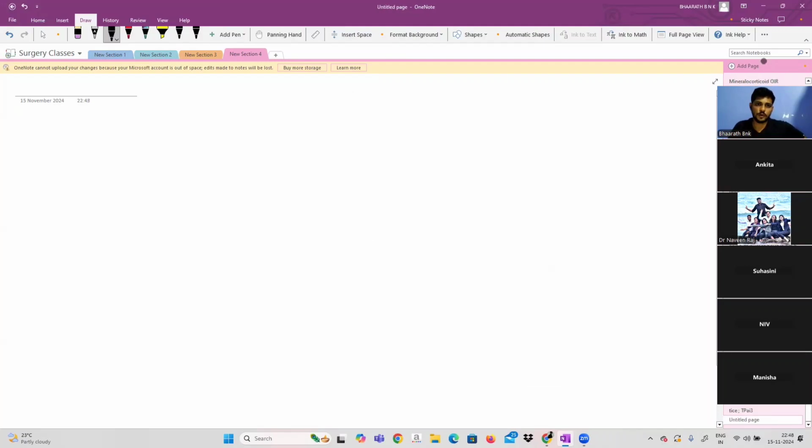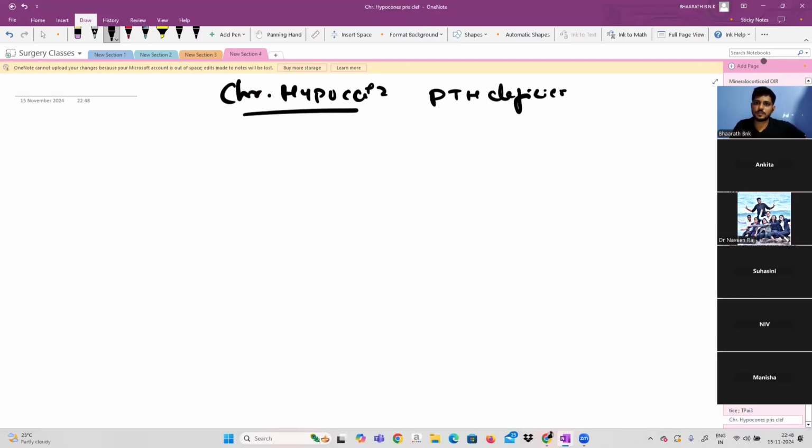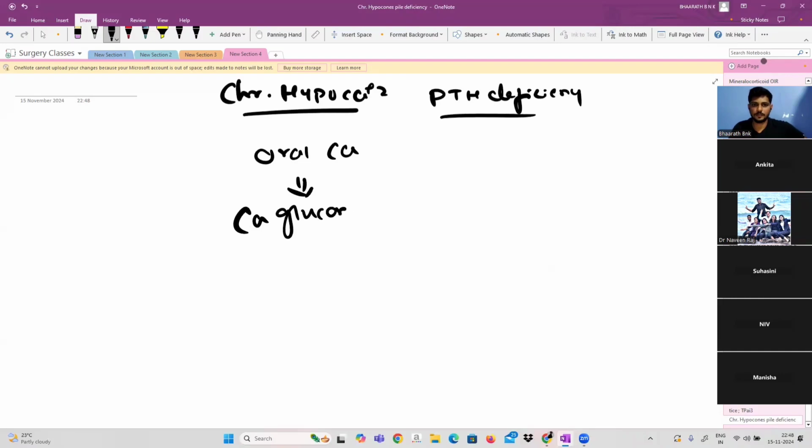Now, more importantly, how to manage chronic hypocalcemia. So chronic hypocalcemia is mainly thought to be because of PTH deficiency. Right? So you start these patients with oral calcium, right? So the most commonly cheaply available form is calcium gluconate, right? So this is the cheapest and most common form of the calcium for oral intake that is available.